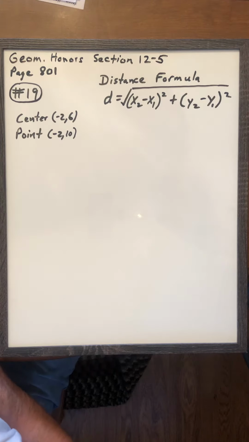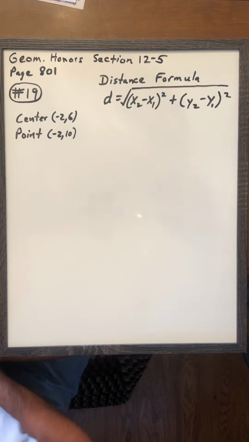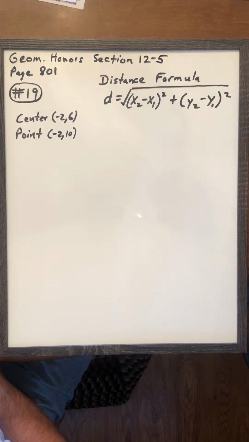This video is an example for number 19. Number 19 is a part of your homework. On this particular problem, they are giving you the center of the circle and a point on the circumference. If you were to connect the center to this point, that would be your radius. They want us to write the standard equation of the circle, given these two things.